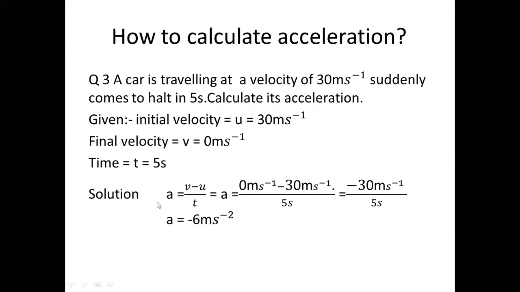Over here, acceleration is negative. Acceleration is negative whenever the velocity is decreasing. So velocity is decreasing from 30 to 0. In that case, the acceleration will be negative. Negative acceleration has a direction opposite to the direction of velocity.